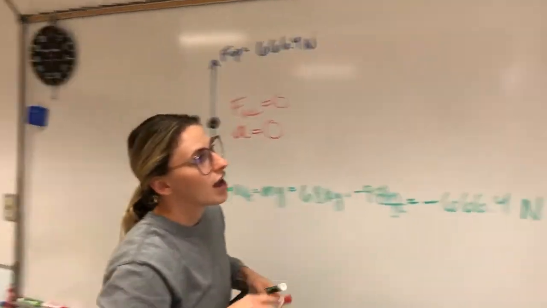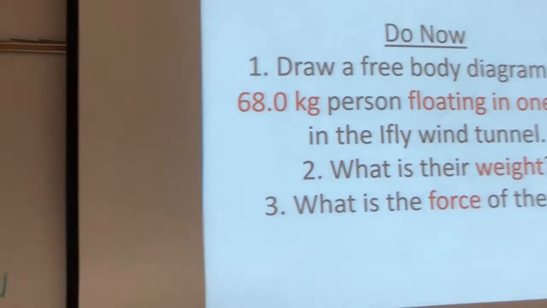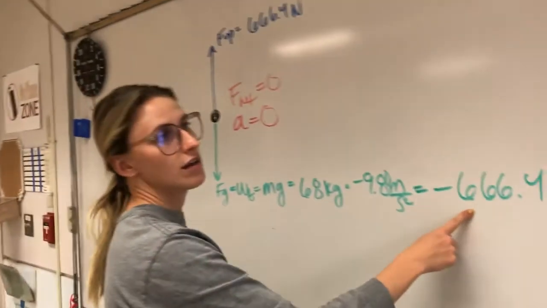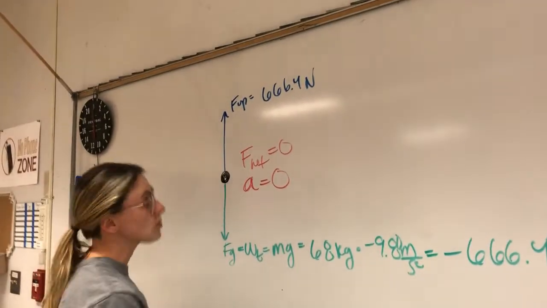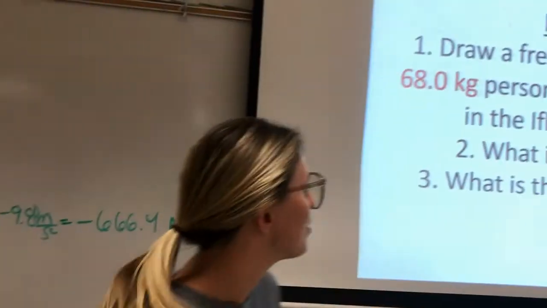Right. Okay, so we've drawn our free body diagram. What was their weight? That was this. The weight is the force of gravity. What is the force of the air? The force of the air is the force up. Okay? Because the net force is 0, because the acceleration is 0. They cancel each other out. You're just floating there. It's a beautiful thing.